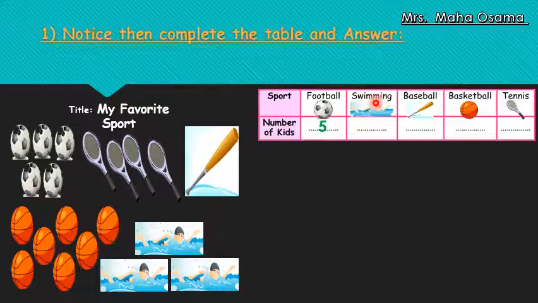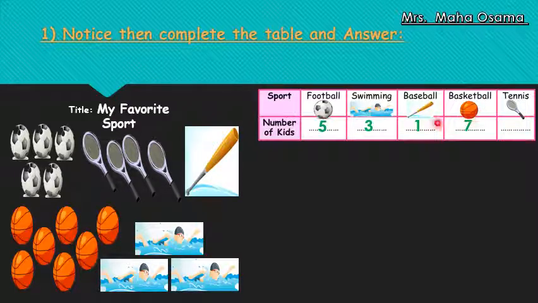And also, I want to solve swimming. How many kids like swimming? Let's count 1, 2, and 3. How many kids like baseball? I count 1 only. The answer will be 1. How many kids like basketball? 1, 2, 3, 4, 5, 6, and 7. So the answer will be 7.